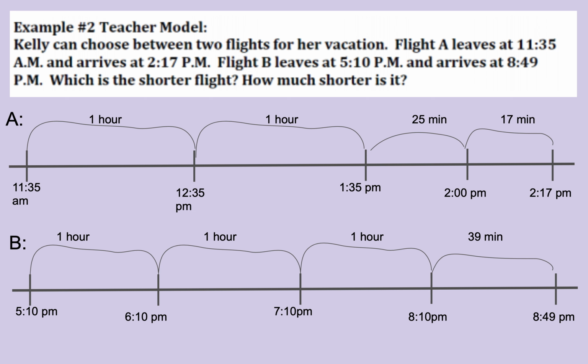But then it's asking us how much shorter the flight was. So trip A was 2 hours and 42 minutes, and trip B is 3 hours and 39 minutes. And then I said trip A was obviously shorter by 57 minutes.